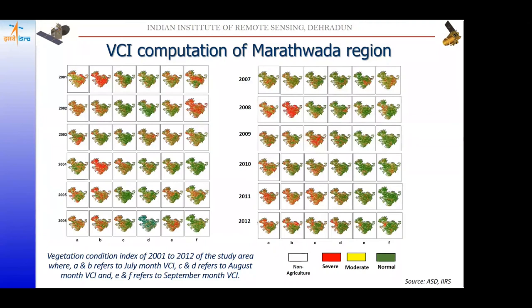Likewise, if we compute in the same fashion using 8-day, 16-day, or monthly data sets, we can also define the situation of early season drought, mid season drought, or late season drought in the respective area. So this is one kind of study for VCI computation using long-term satellite data sets, where we used the MODIS sensor from 2001 to 2015.